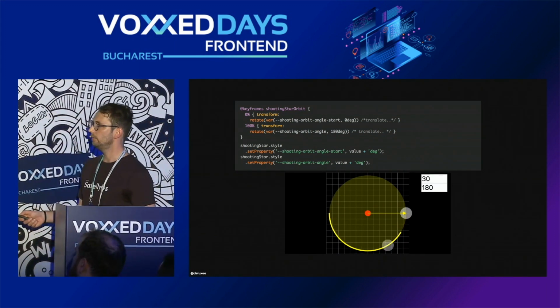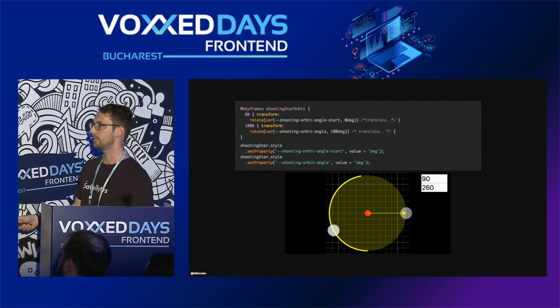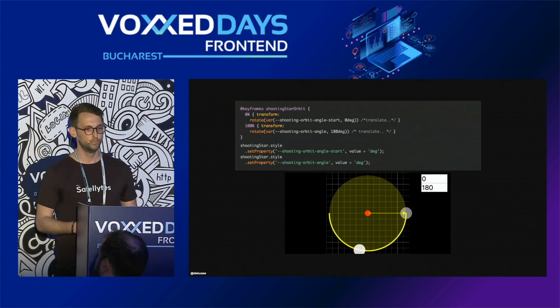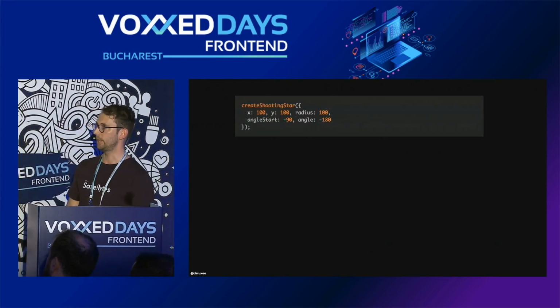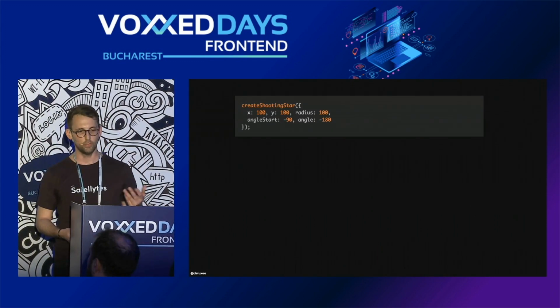The start angle, that value here, is going to change, and also the end angle, and the CSS animation is instantly adjusting to reflect those values. So, we have a shooting star where we can provide variations with CSS variables.